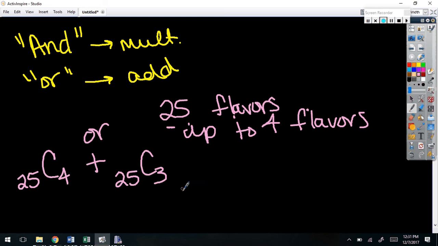We might get a calculator overload on this. Or 25 choose 2. Or 25 choose 1. And I don't think they have a drink without flavor, do they? Sugar water? Okay, sugar water. So my question is, how many different possibilities of drinks are there?